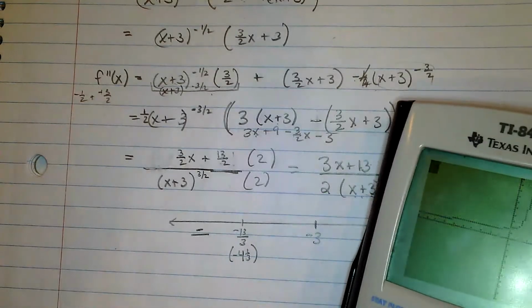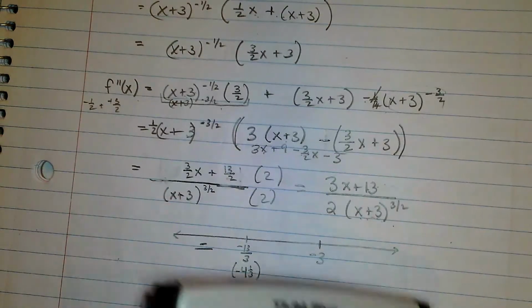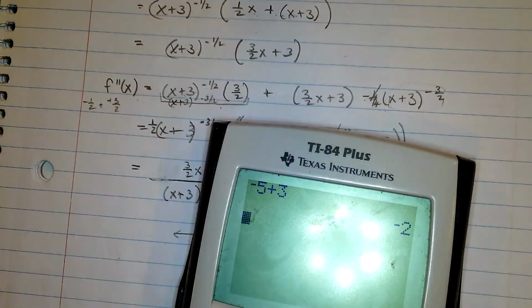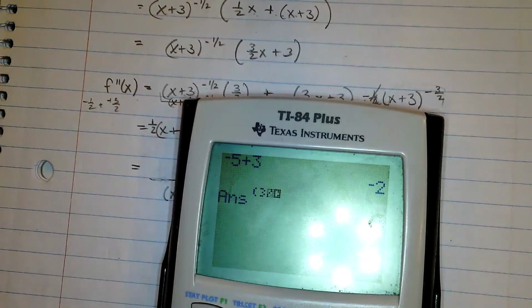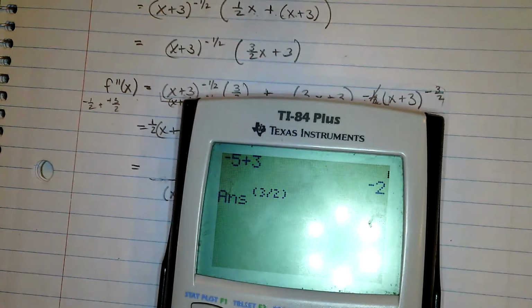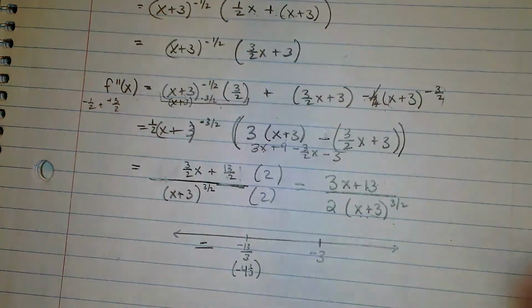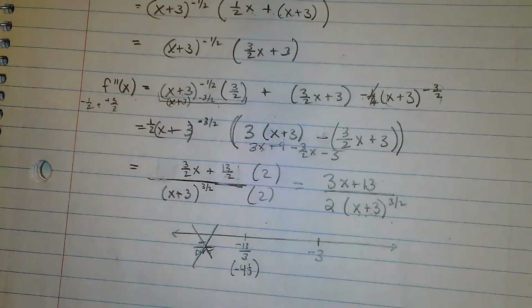So why not? Negative 5 plus 3 raised to the 3/2 power. The reason I think you can't do it is because when you halve the exponent, you'd be square rooting it. So you can't do it. So this does not exist. We can't even talk about concavity there.